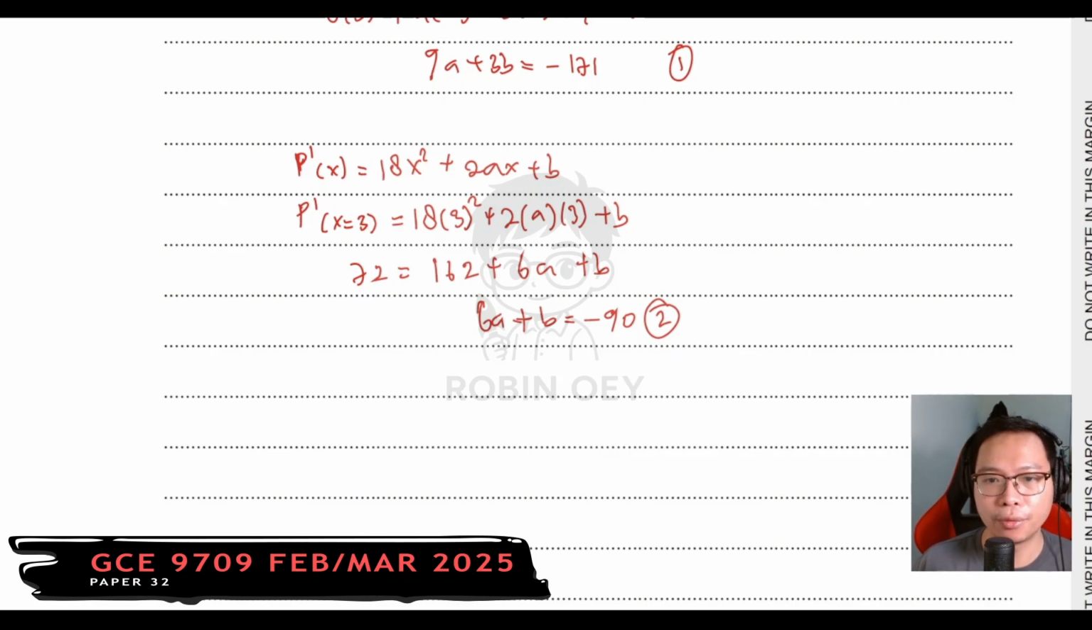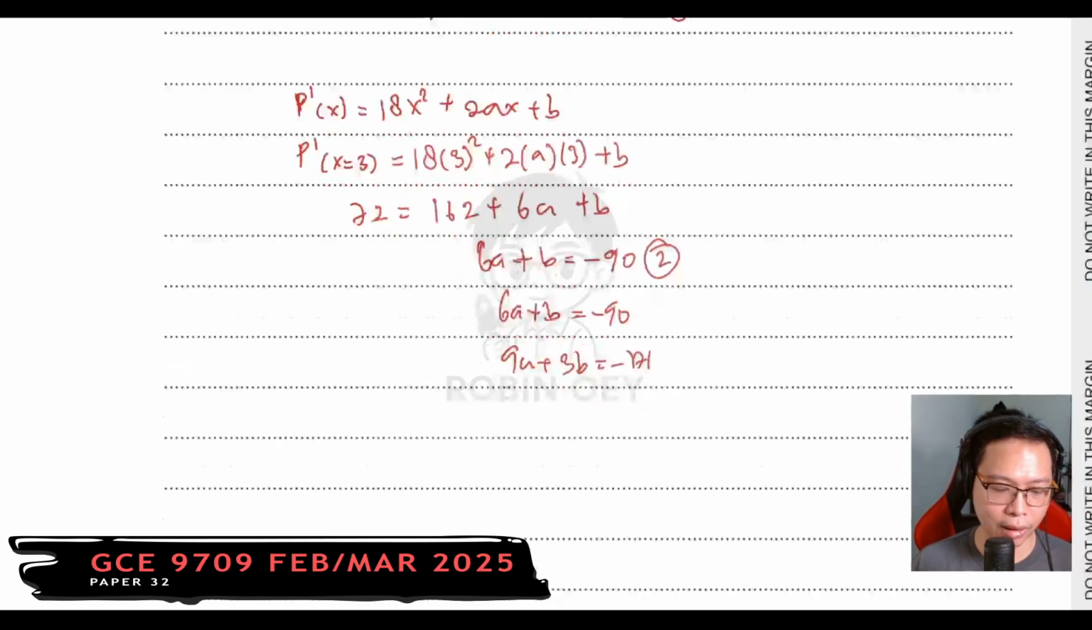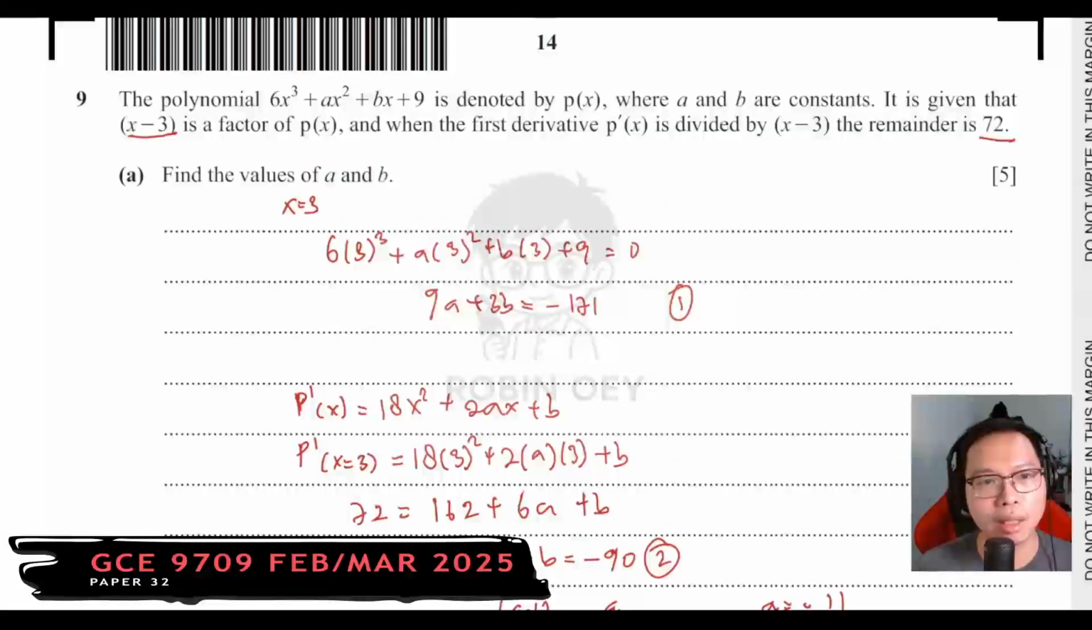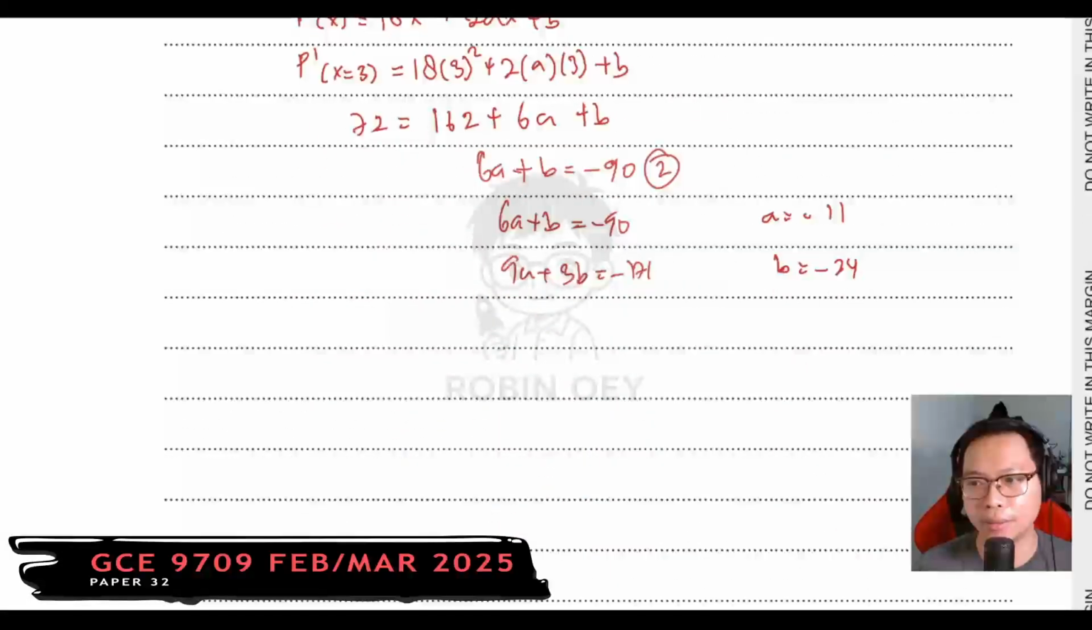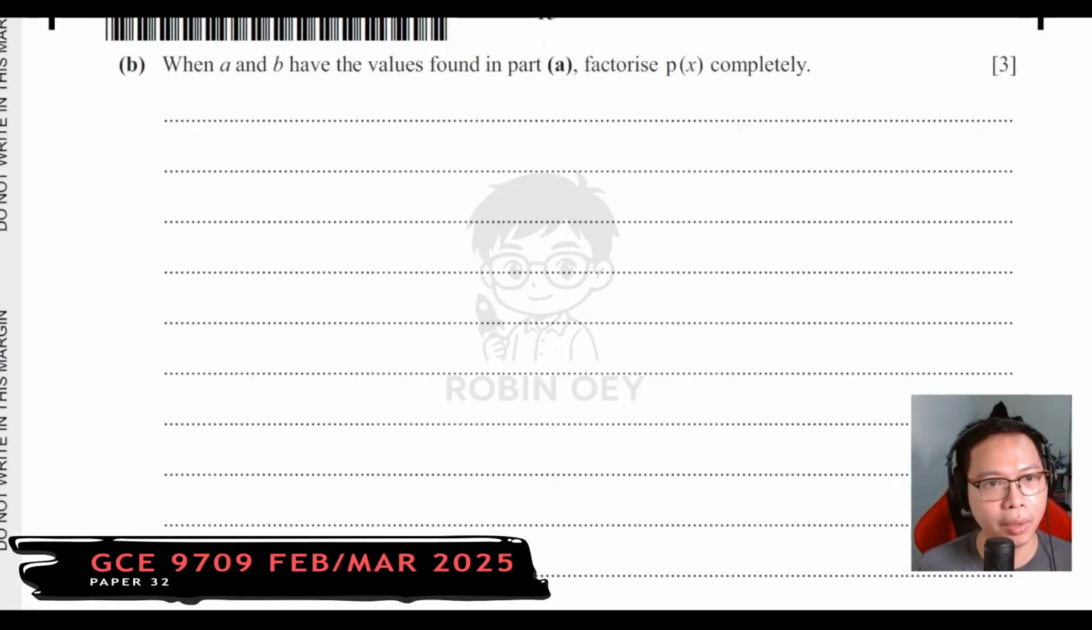Now we have both the first and second. So 6a plus b equals negative 90, and 9a plus 3b equals negative 171. So we just eliminate. I will get a equals negative 11 and b would be negative 24. Okay, so that is the answer for part A. Okay, and when a and b have these values, then we need to factorize completely.